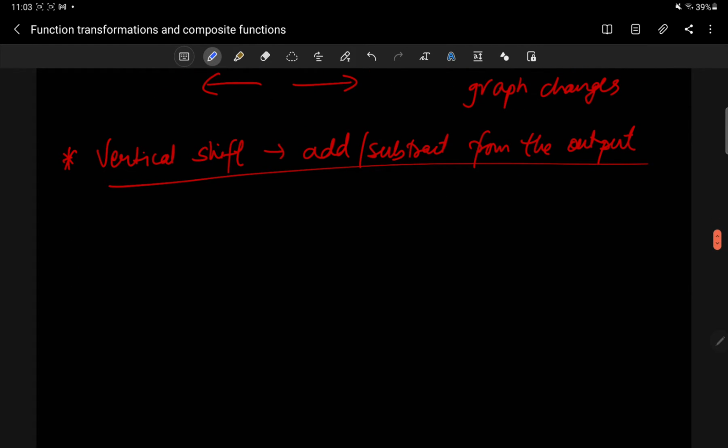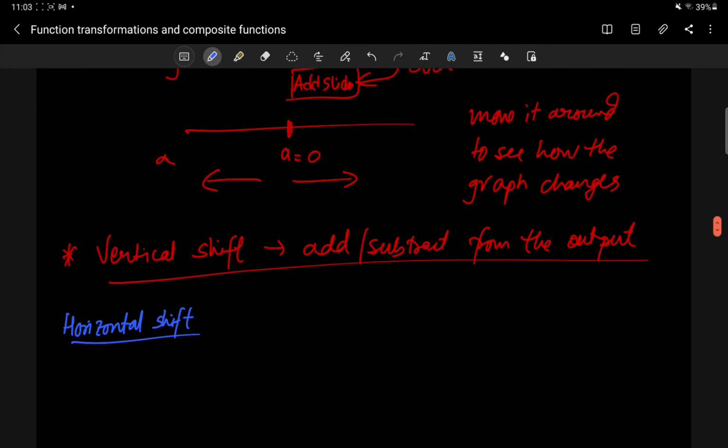Now we're going to look at horizontal shifts. Now the intuition for horizontal shift is going to be carried over from vertical shift with one slight observation which can seem to be counterintuitive in the beginning.